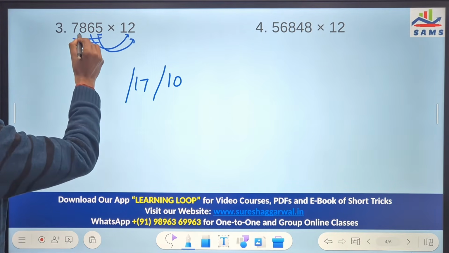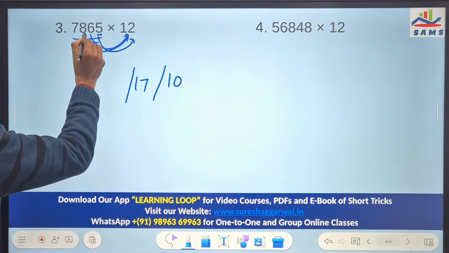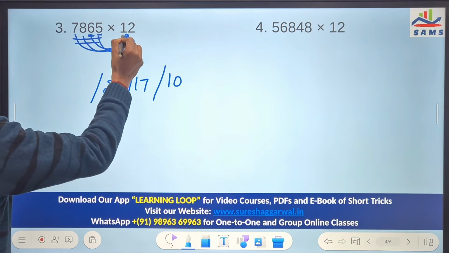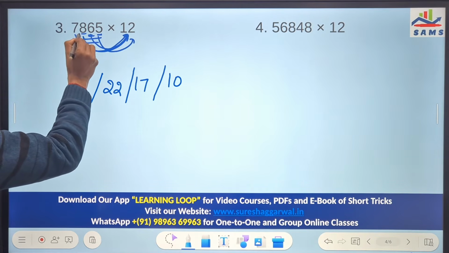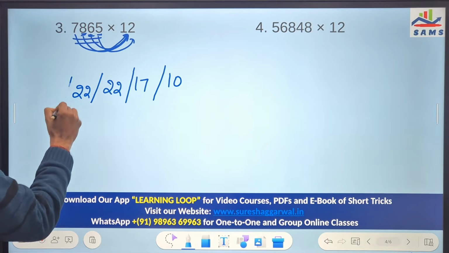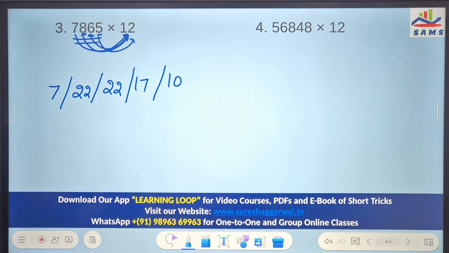And then 8 times 2 is 16, plus the next digit 6, 22. Then 7 times 2 is 14. 14 plus next digit 8 is 22 again. And then finally the 7 we have to write as it is.